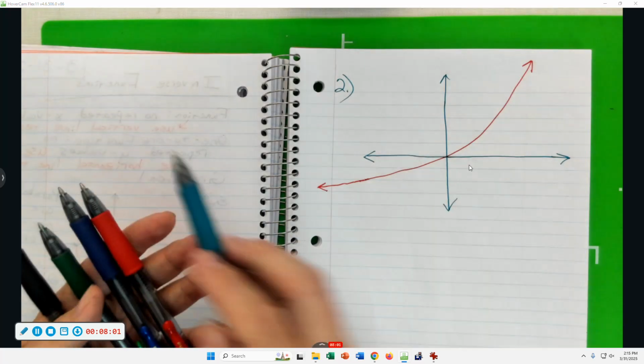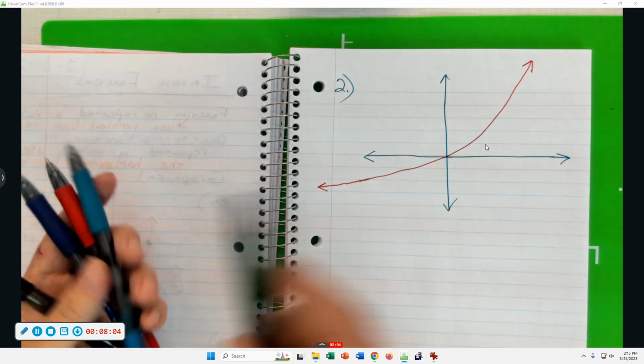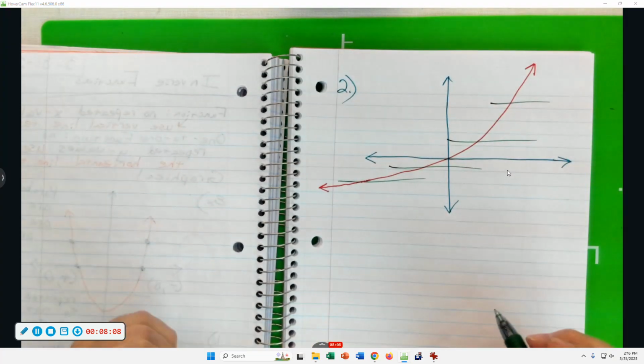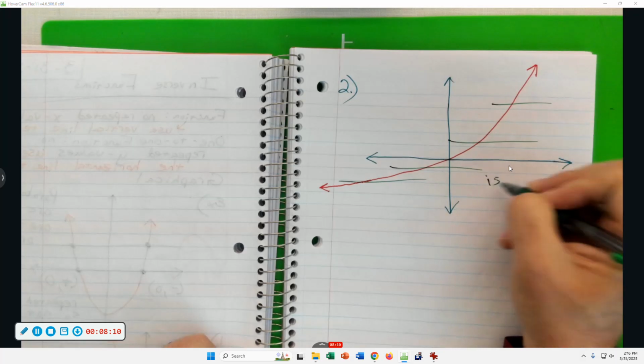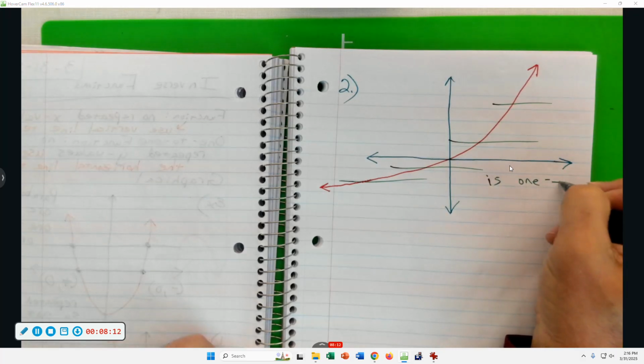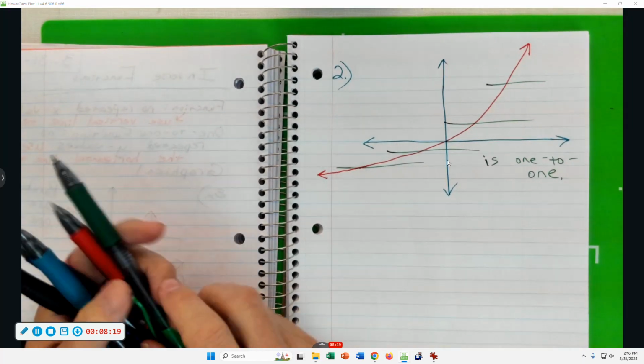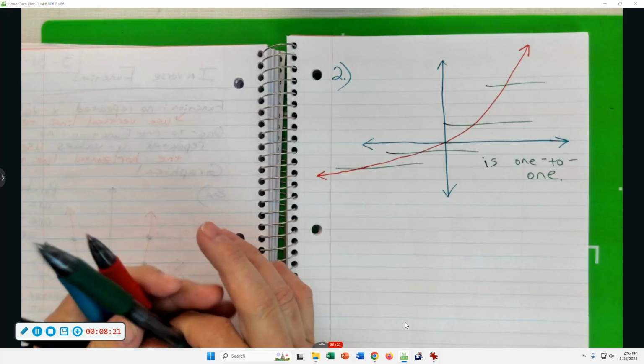Yes. No matter where you try to draw that horizontal line, it's not going to hit in 2 spots. So yes, this is 1-to-1. Now this doesn't have a name like a slanted line or a parabola. There's no nice name there. It's just a curve.